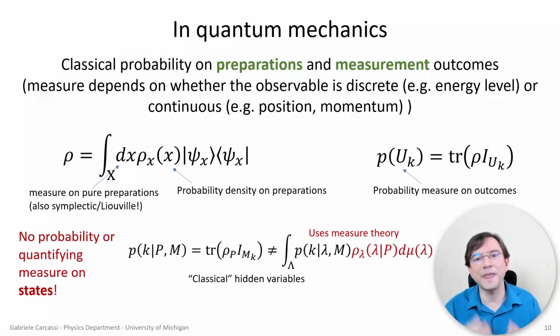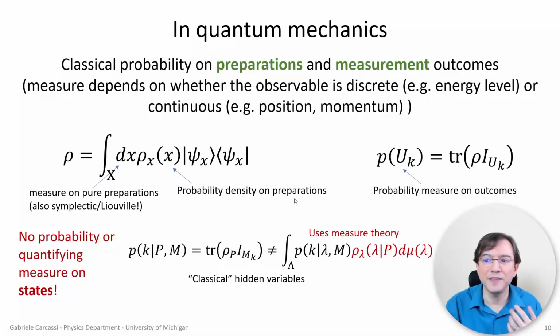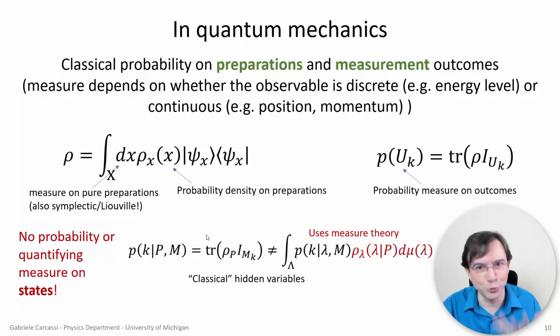So the thing that we cannot do instead is assign a classical probability distribution on the states themselves. That's the thing we can't do. This is what people want to do over and over, and it cannot work.